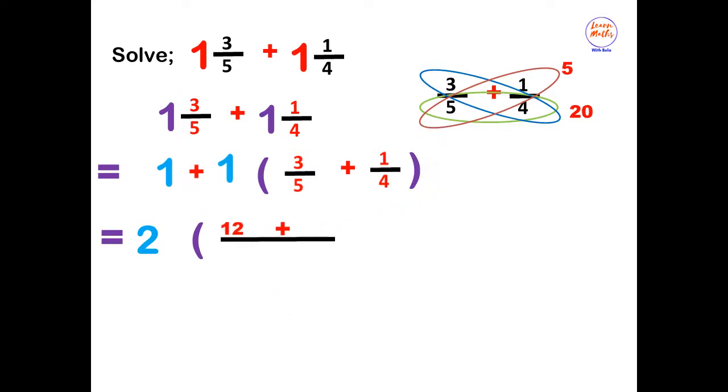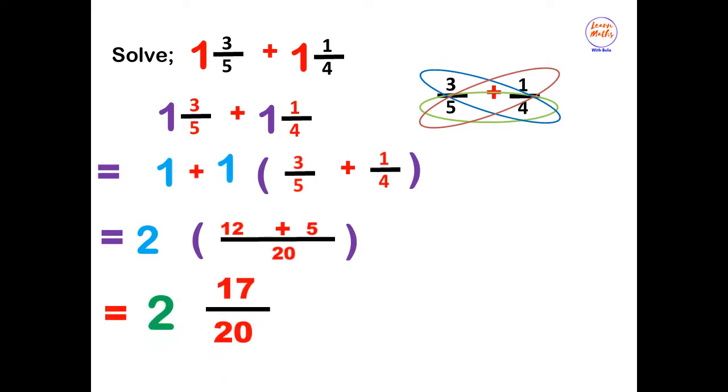So we have 12 plus 5 divided by 20. 17 over 20. So we have two whole number. 12 plus 5 is 17 divided by 20. As simple as that. So let's go on to subtraction.